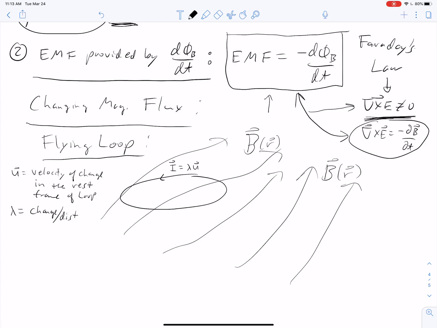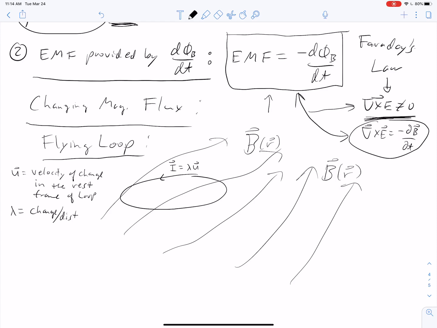It's the density of charge carriers per distance. That's a concept that you guys have seen before. You know that I is equal to lambda U for a one-dimensional wire. And so we're taking this loop and throwing it like a frisbee into this magnetic field, and it's moving.